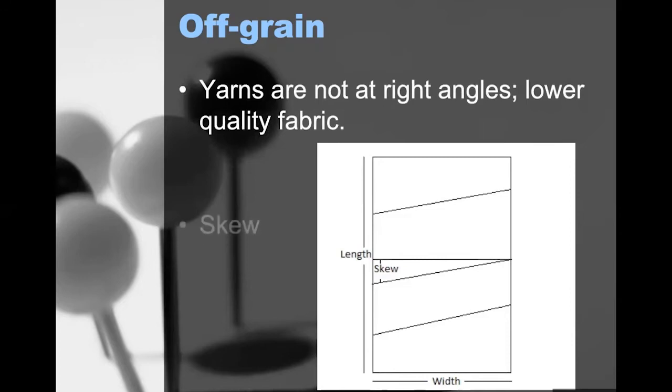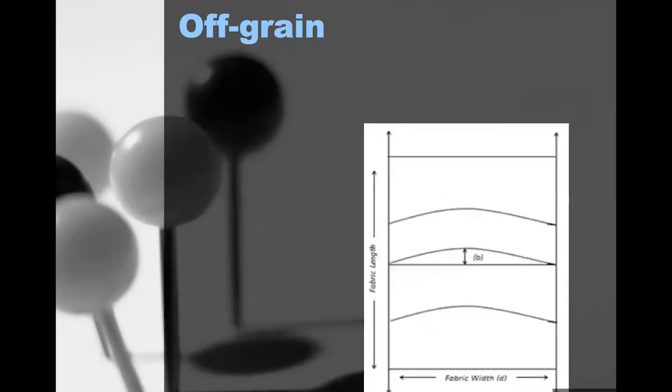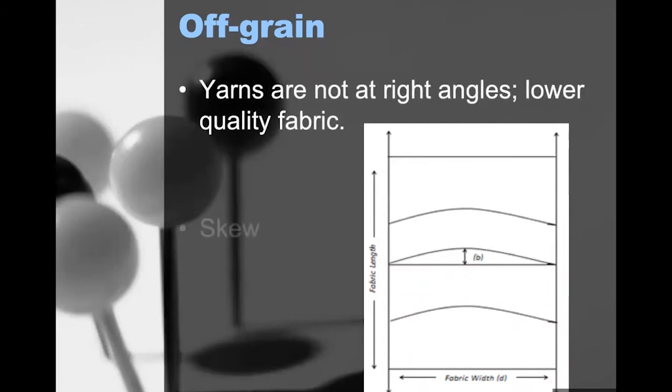A second way that you can have off grain is what's called a bow. A bow in your fabric means that the tension on each side is the same, but the tension in the middle is either less or more than the tension on the sides. And so again, you get your cross yarn not at a perpendicular or 90-degree angle to your lengthwise yarns. So if your tension is not enough in the middle, then you get an upside down line, kind of like a frown.